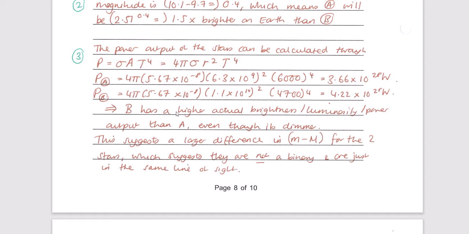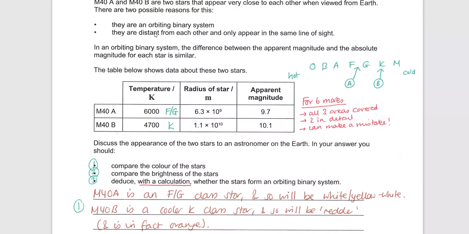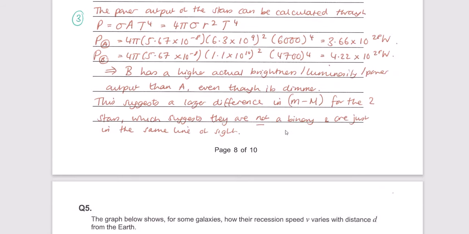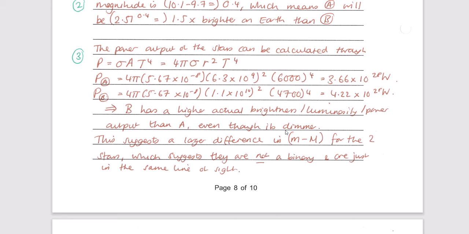Now, if I go up here, the difference between apparent and absolute magnitude for each star would be similar. Well, if they were in a binary system, if this is how they apparently look, their absolute magnitude should follow the same pattern. So A should actually be brighter than B. But as B is actually brighter than A, that means there's going to be a larger difference in this difference between M minus m. So that suggests that they're not a binary and they're just in the same line of sight.